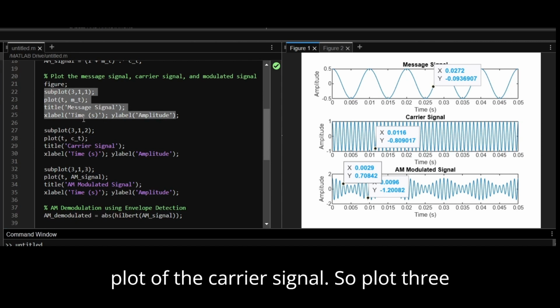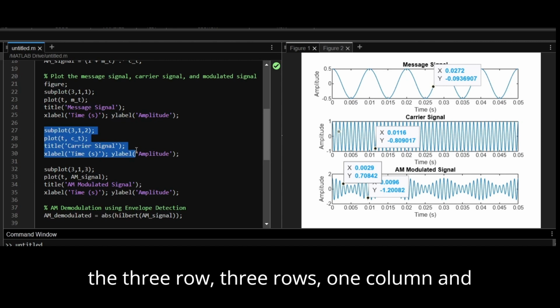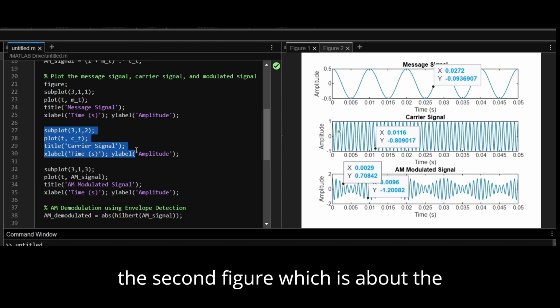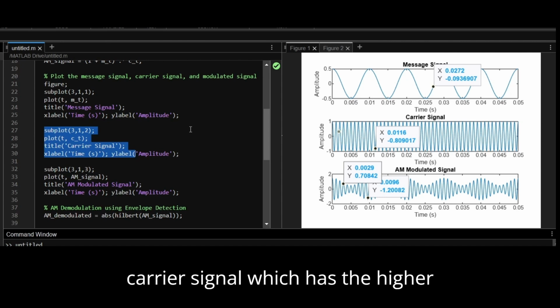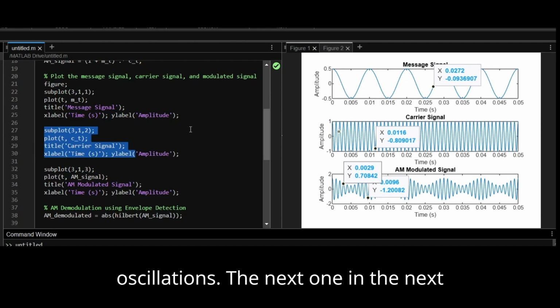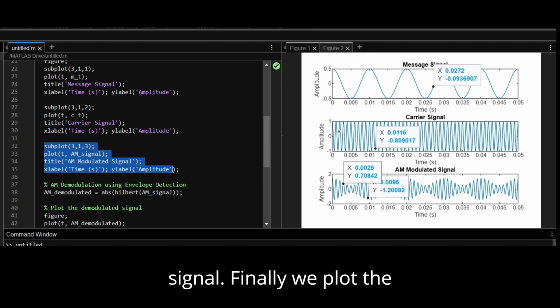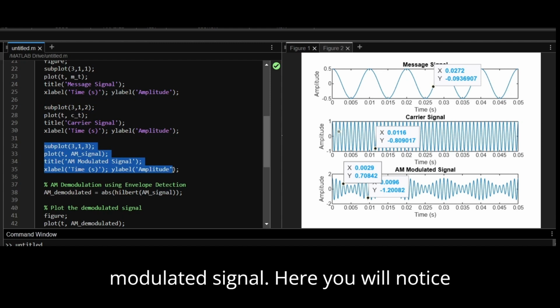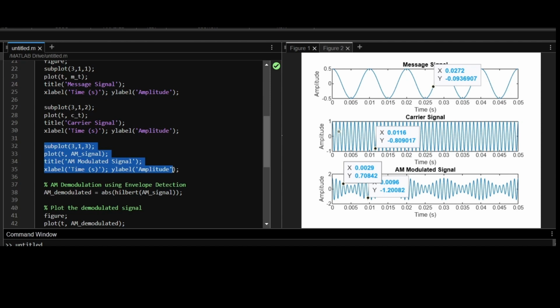The second one is the plot of the carrier signal. Subplot(3, 1, 2), which is 3 rows, 1 column, and the second figure, is about the carrier signal. This plot shows the carrier signal, which has the higher frequency, as you can see in the more frequent oscillations. The next graph is of the AM modulated signal. Finally, we plot the modulated signal. Here you will notice that the amplitude of the carrier wave changes to match the message signal.